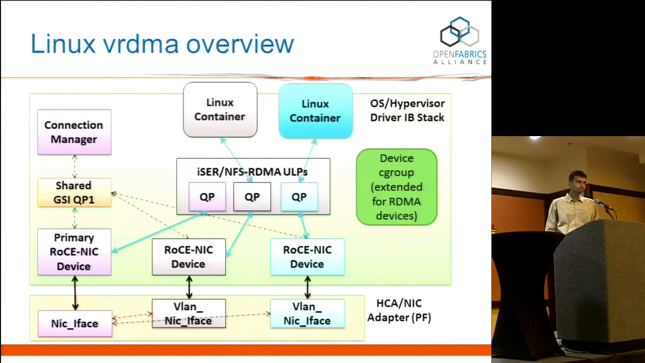Okay, the Linux netdev. And so if you don't enable the virtualization, then you would have the GID table consist of all the entries from all the VLAN devices or any of the bonding devices.